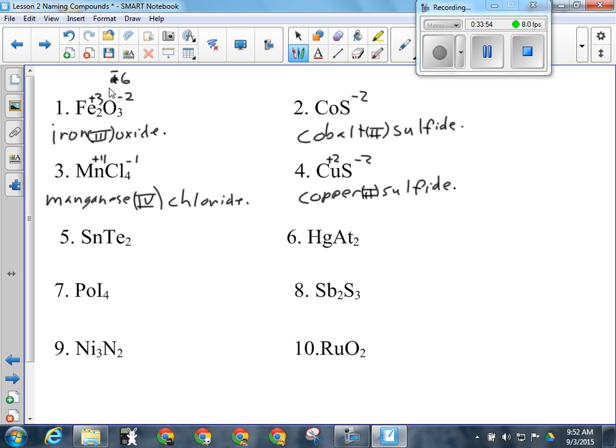And for number 5, we've got tin and tellurium, and this is one of those ones that can trick you because this one may have been reduced. Tellurium is -2, right? So if tellurium is -2, I've got 4 negatives here. That means that tin must be +4.